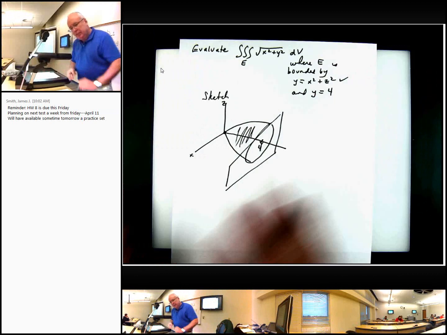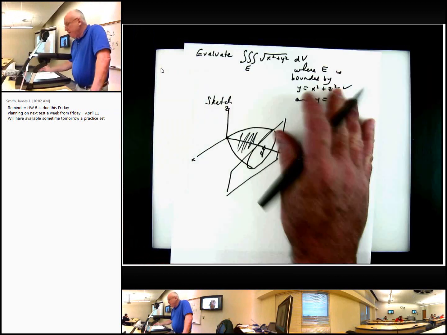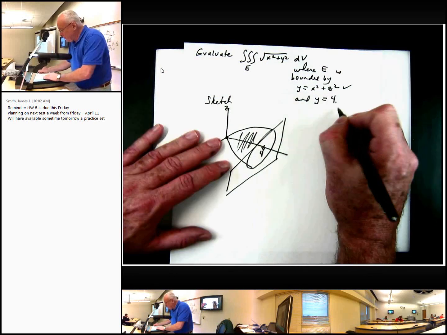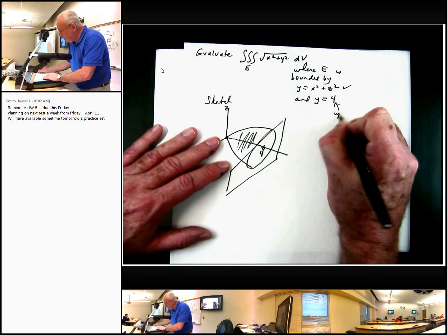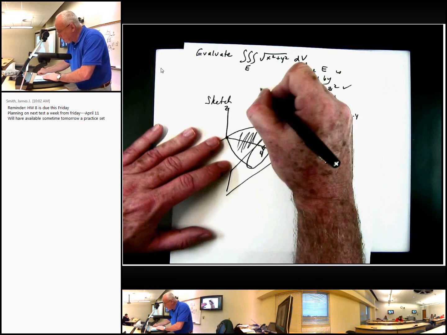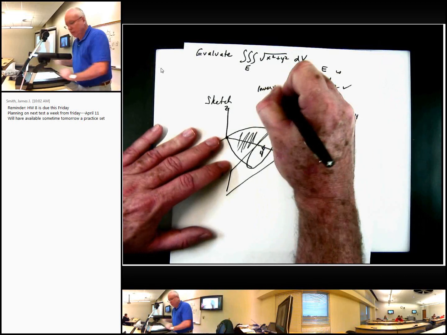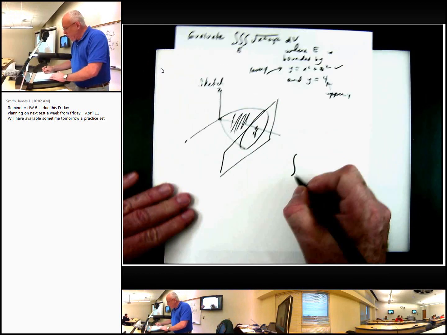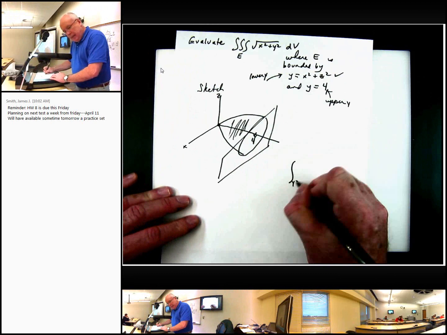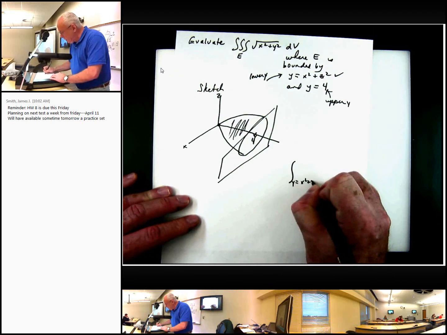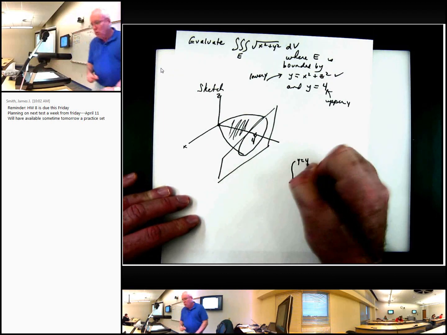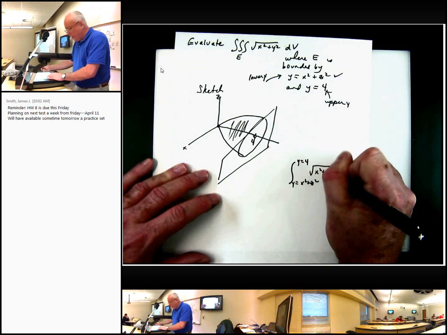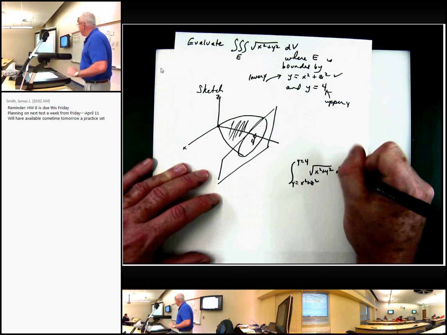So basically, what we have here is an upper y value and a lower y value. This is what I call the upper y, and this here is going to be my lower y. So we're going to set this up initially as this. First of all, the lower y equals x squared plus z squared. Upper y is y equals 4. Let's put in what we're integrating, the square root of x squared plus y squared, and of course we're integrating with respect to y.